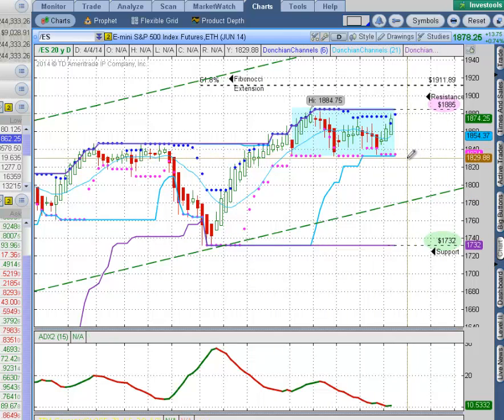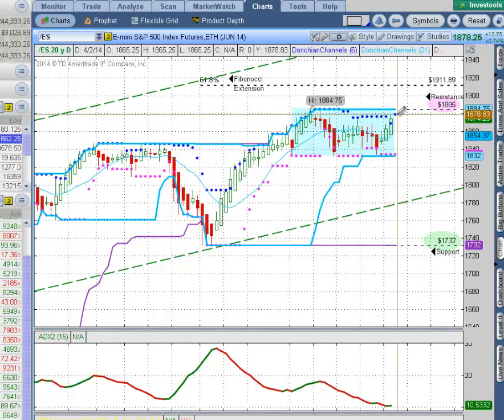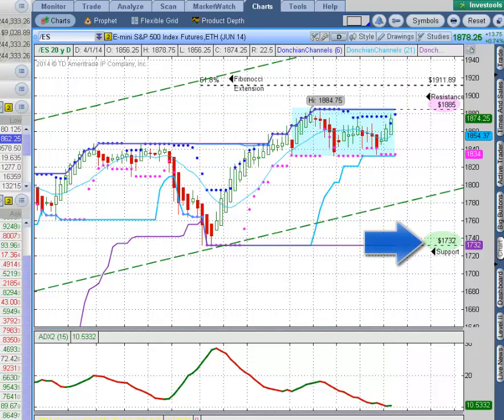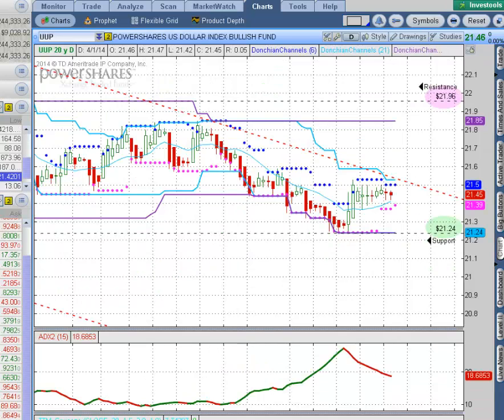The price continues to consolidate between 1834 and 1885. We're beginning to approach the most recent high at 1884.75. Support is at 1732 as seen by the green oval, and resistance is at 1885 as seen by the pink oval. The US dollar closed flat. It remains in its downtrend channel, as seen by the red dashed lines. Resistance is at 21.96 as seen by the pink oval, and support is at 21.24 as seen by the green oval.